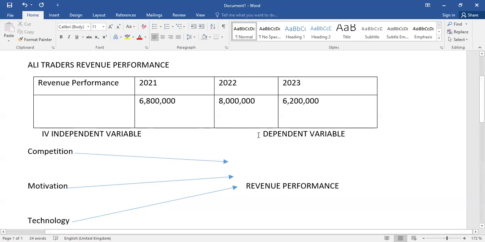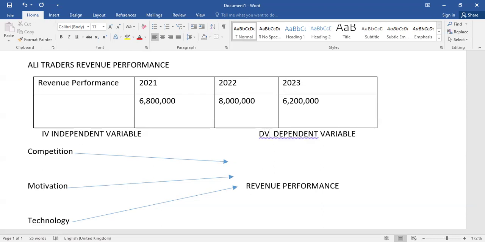the factor that is affecting the other factor. This competition is affecting the revenue performance. Motivation is affecting the revenue performance. Technology is affecting the revenue performance. So these factors that are affecting the other factor is the independent. That's why we call it independent. But this dependent we call DV. The DV is the dependent variable, the factor being affected here. For this case, revenue performance becomes our DV.